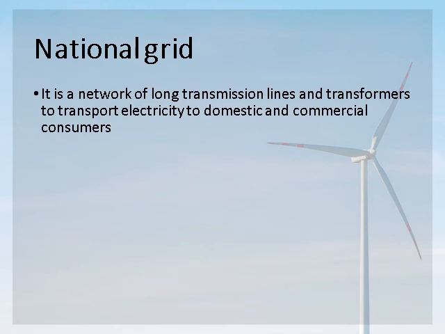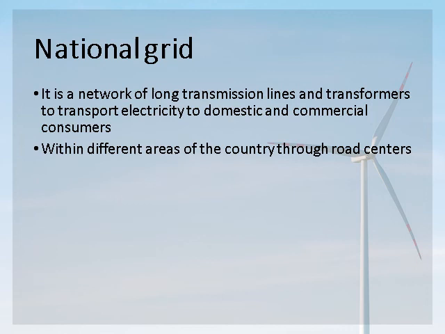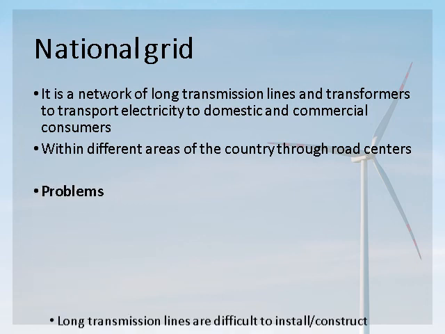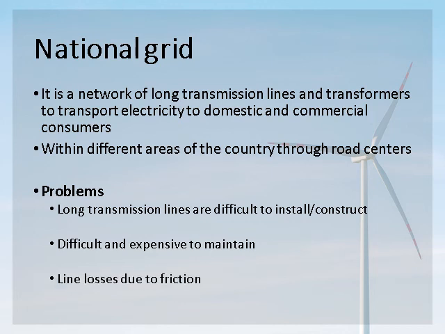National grid. It is a network of long transmission lines and transformers to transport electricity to domestic and commercial consumers within different areas of the country through grid centers. Problems: long transmission lines are difficult to install or construct, difficult and expensive to maintain. Line losses due to friction or heat losses.